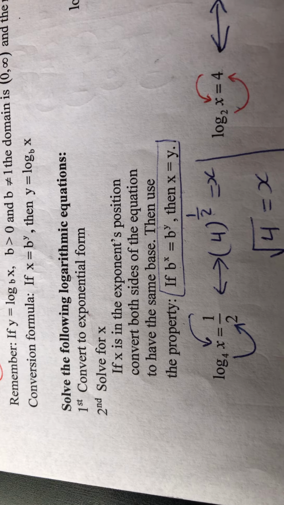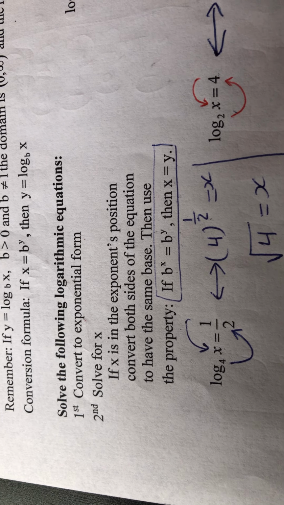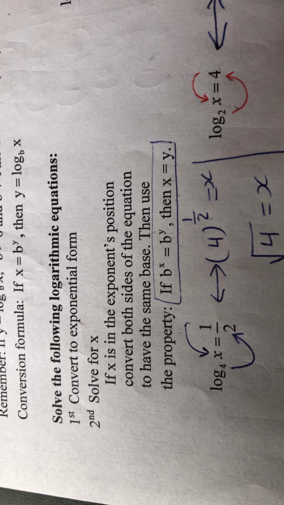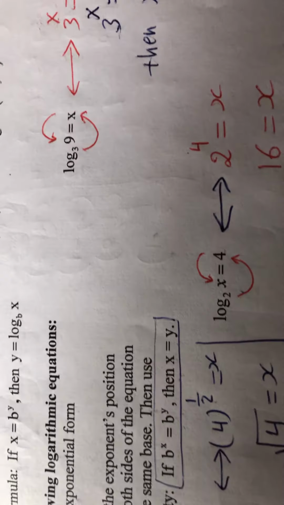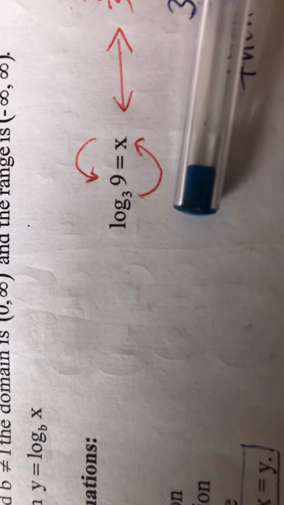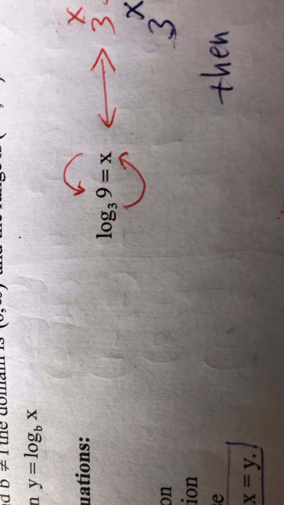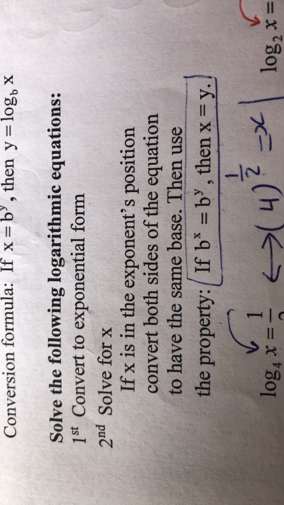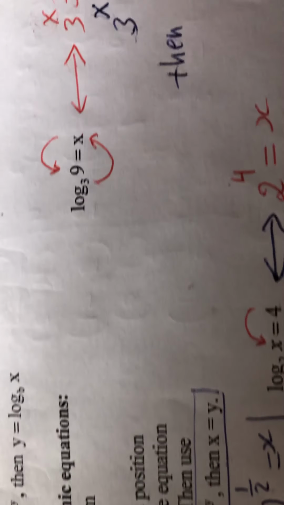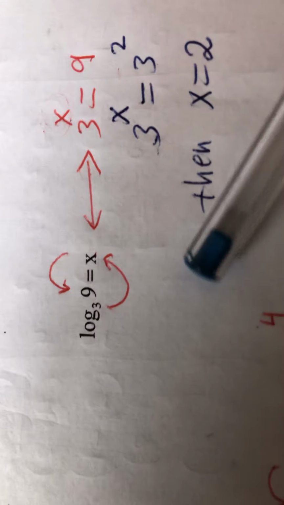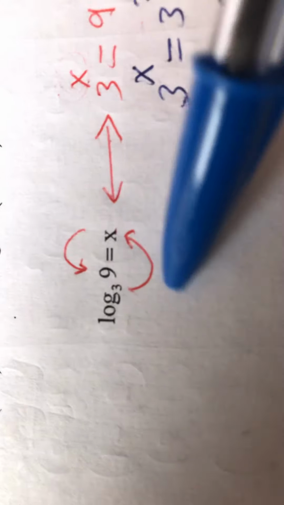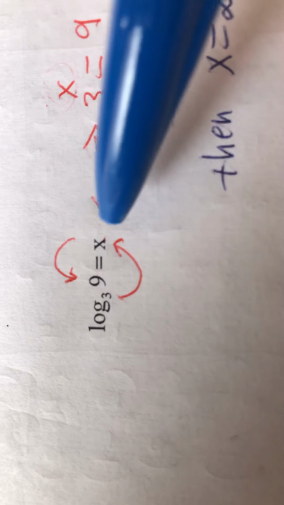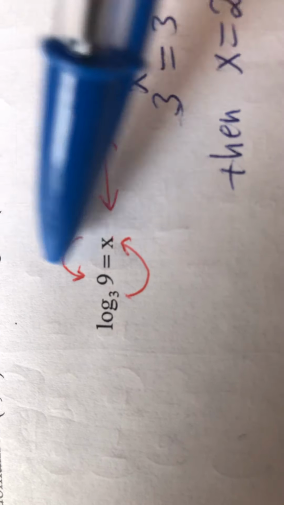Now solve the following logarithmic equations. For example, let us solve this example. Log with base 3 of 9 equals x. To solve this logarithmic equation, first, convert to exponential form. We start from the base. The base here is 3. So 3 to the power x equals 9.